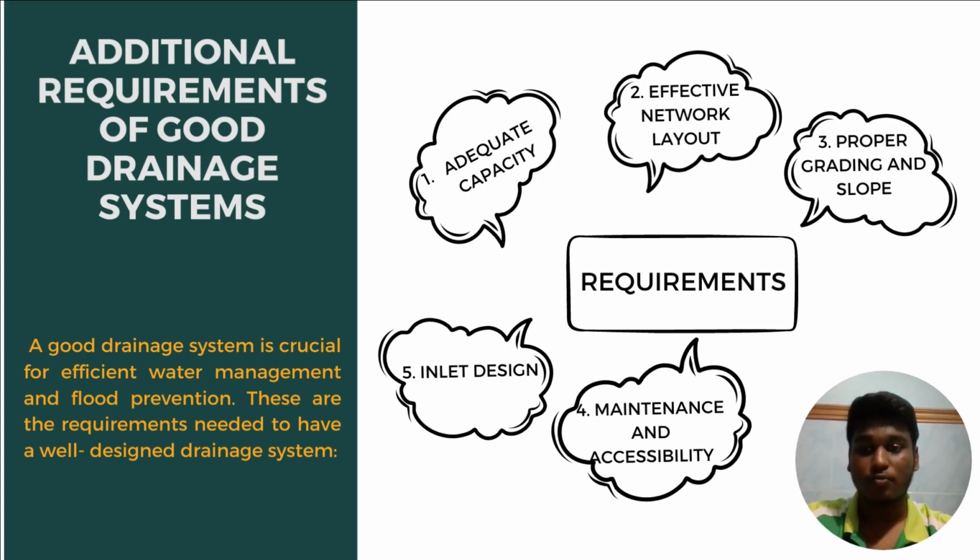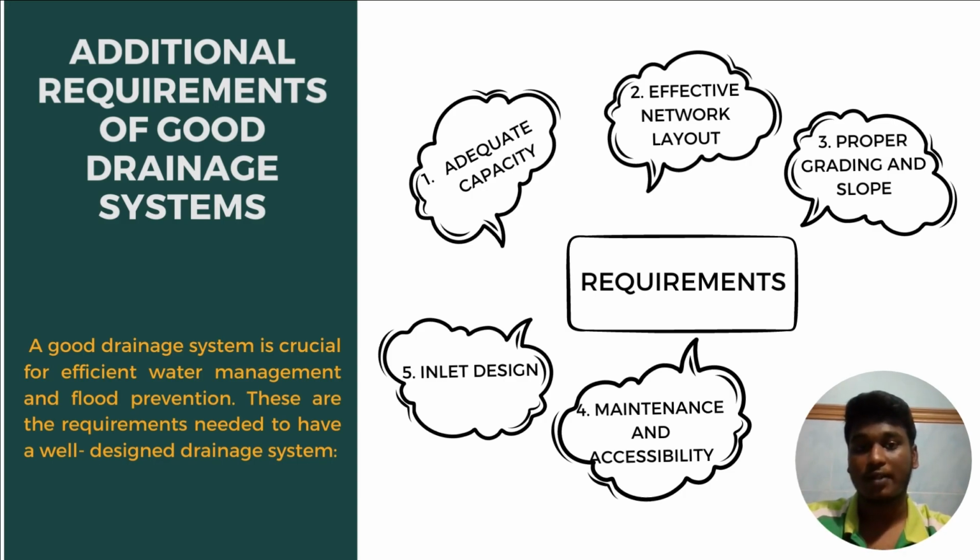The drainage system should handle the expected volume of water during normal and peak flow conditions. It should be designed based on accurate hydrological data and consider factors such as rainfall intensity, catchment area, and surface runoff characteristics. These are for the first one.